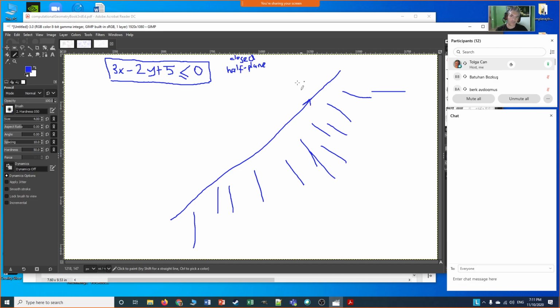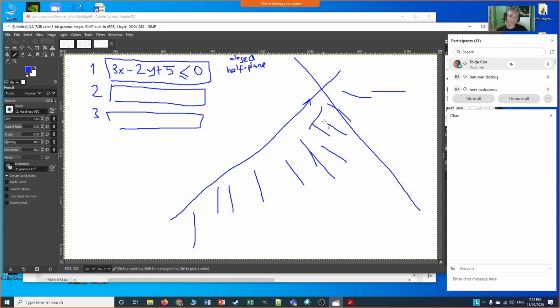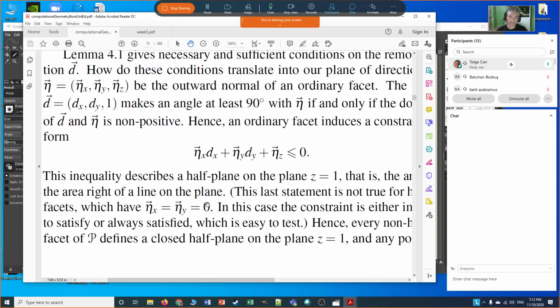If this was strictly less than 0, the line would not be included in the half plane that we are interested in. In that case, it would be an open half plane. But we have a closed half plane, and each of these constraints is a half plane like this. When we have multiple constraints, 1, 2, 3, for all the faces of our polyhedron, the problem we will try to solve is the intersection of these half planes. So that's where the book is going to get us next.